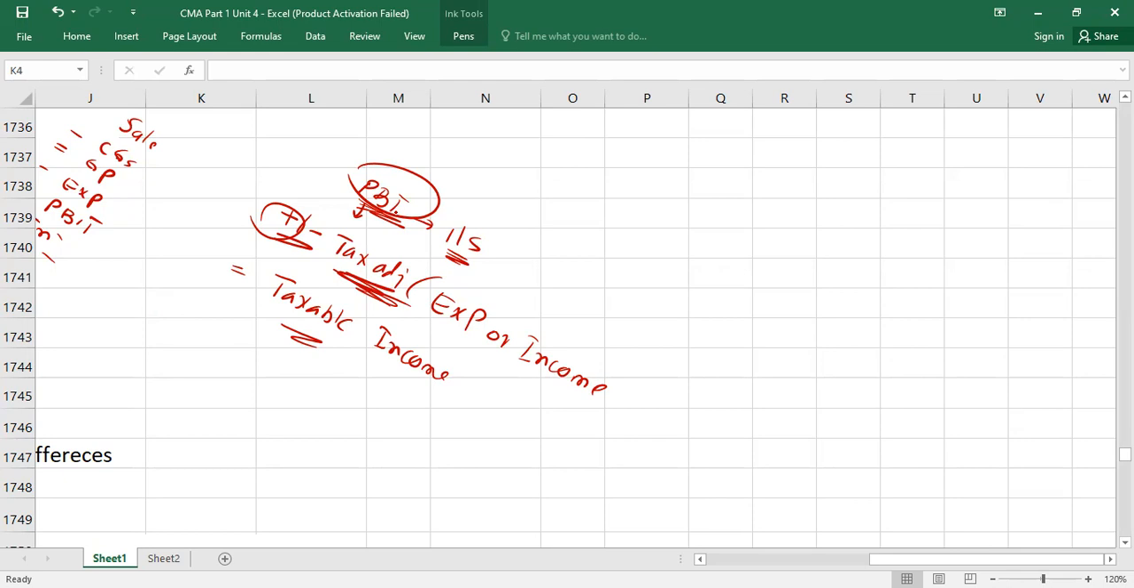Understood? So this is how we will adjust our profit before tax to the taxable income, or we will adjust our accounting profit to the taxable income. That I'll show you, don't worry. This is just my starting point.